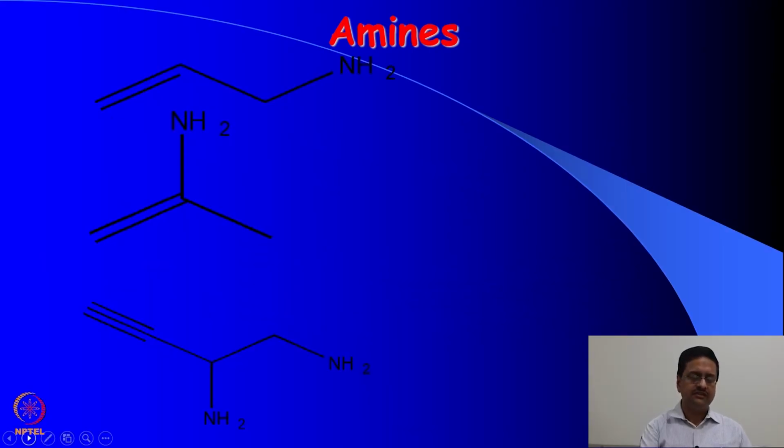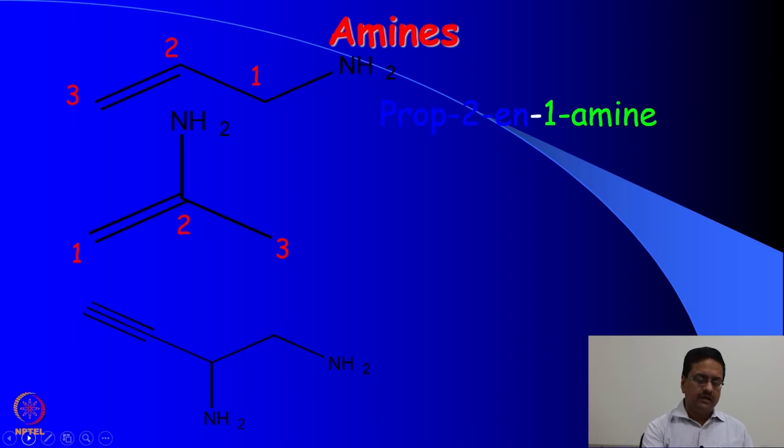So, what would be the names of these 3 amines? We should start numbering them as usual. So, we should number in such a way that amine gets the lowest priority over double bond, and then try to write the name. In this case, it is 1 amine, because at one position it is NH2, and the compound is derived from propane, and there is propene, and there is a CC double bond between 2 and 3. So, we write it as prop 2 en 1 amine.